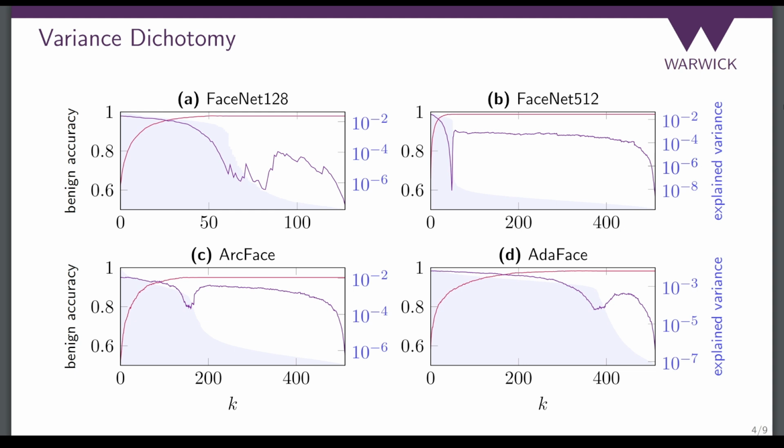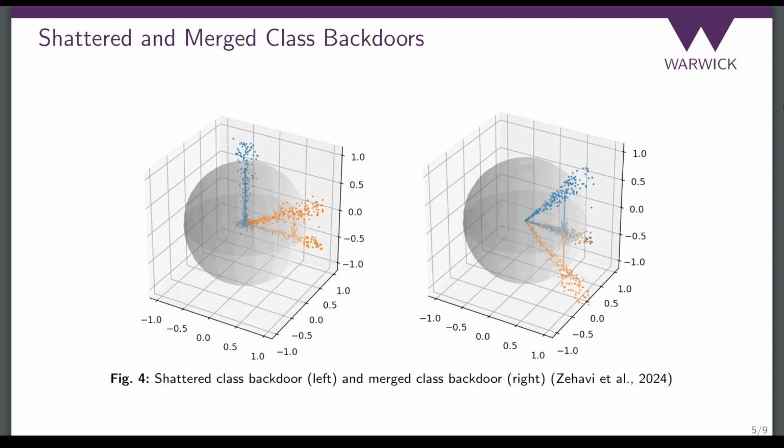Here, we can see a similar effect across multiple different facial recognition systems, spanning various architectures and training methods. We can use this understanding of feature space to help analyze backdoor attacks devised by Sahavi et al. In particular, they define two types of attacks, shattered class and merged class backdoors. We'll focus on the shattered class attack here, which is helpfully visualized in the image on the left.